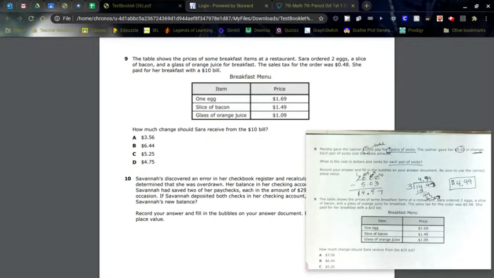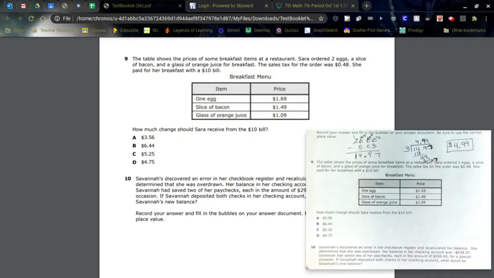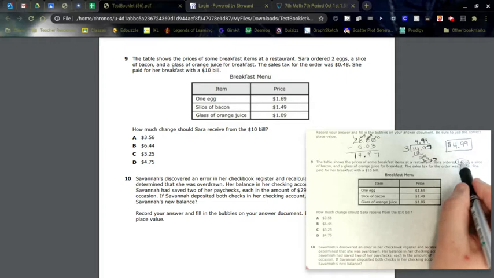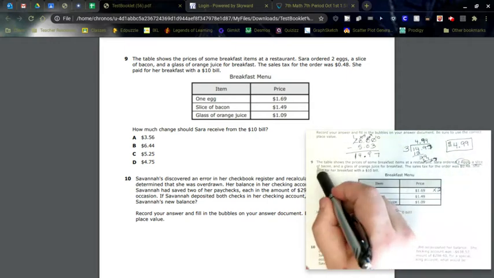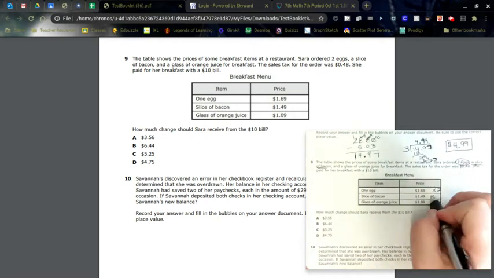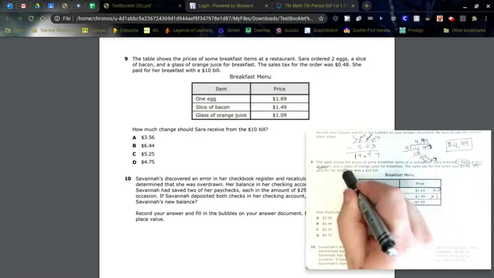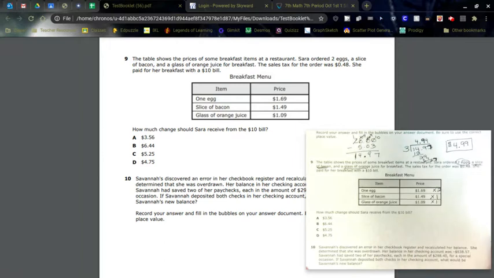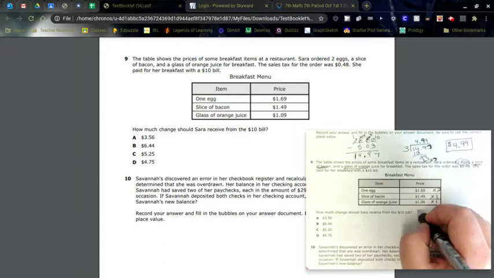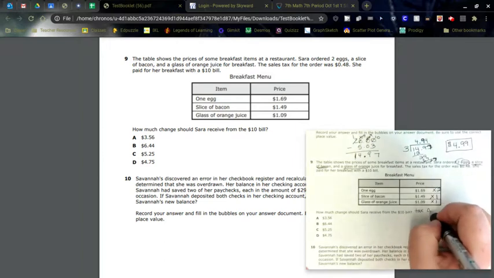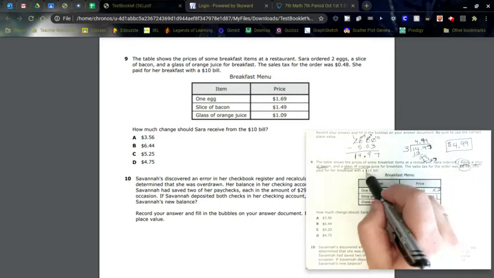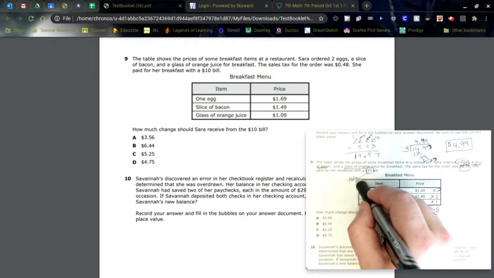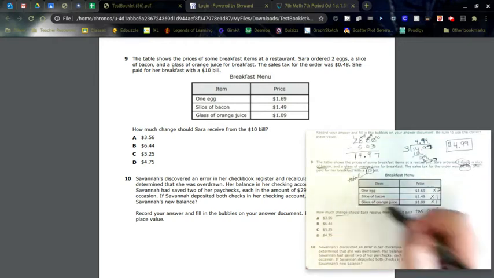Okay, let's look. Breakfast time. The table shows the prices of some breakfast items at a restaurant. Sarah ordered 2 eggs, so we're going to multiply that by 2. 1 slice of bacon, that's times 1, and a glass of orange juice, that's times 1. The sales tax was 48 cents. She paid for breakfast with a $10 bill. So that's her total that she paid. How much change should she receive back?